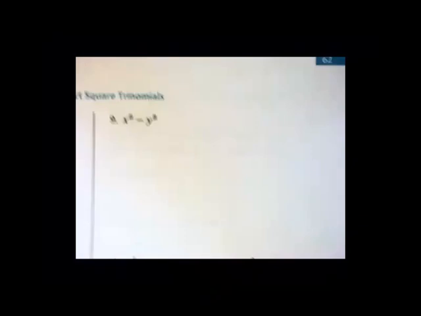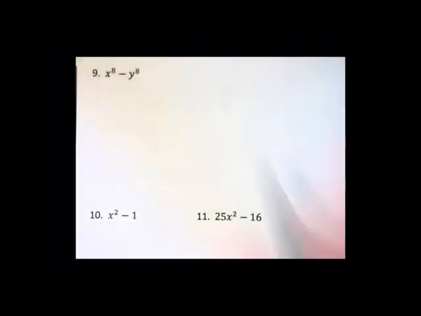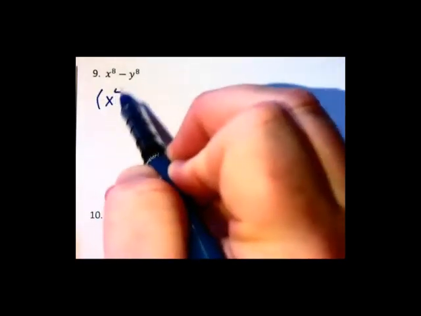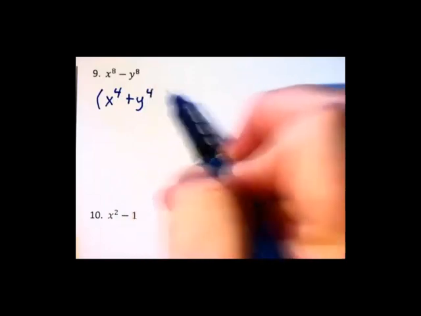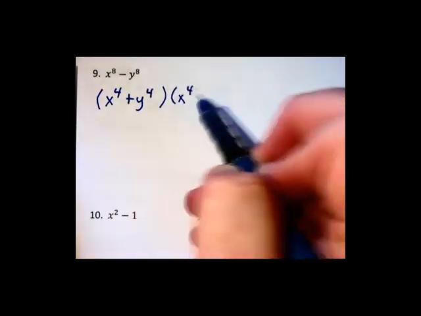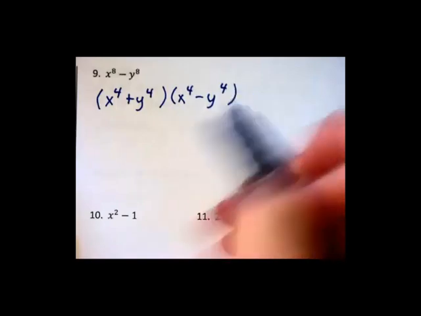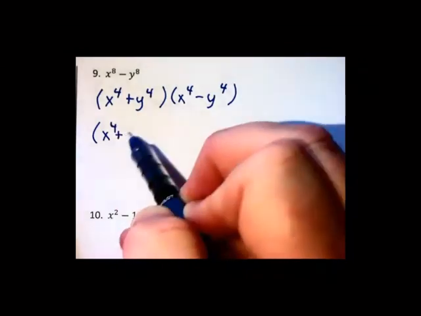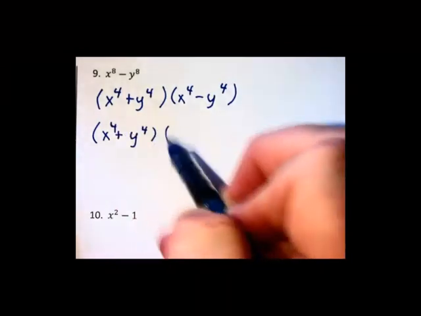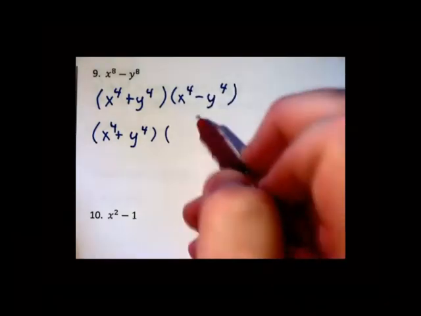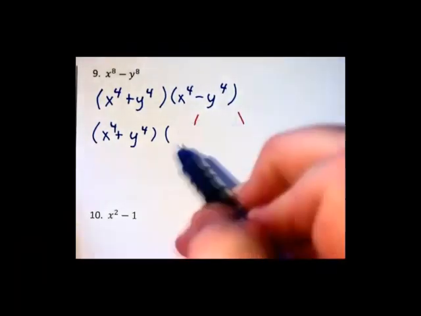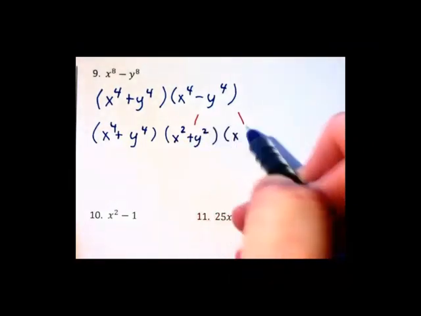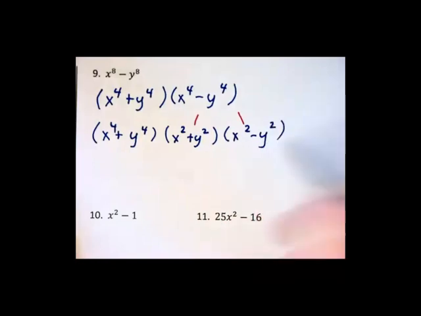Moving on to number 9. Let me straighten that up right. X to the 8th minus y to the 8th. The difference of two even powers. We'll have x to the 4th plus y to the 4th times x to the 4th minus y to the 4th. Now the first parentheses can't break down at all. It stays x to the 4th plus y to the 4th. But the second parentheses is the difference of two squares, so it will break down. We're going to have x squared plus y squared in one parentheses, and x squared minus y squared in the other parentheses.